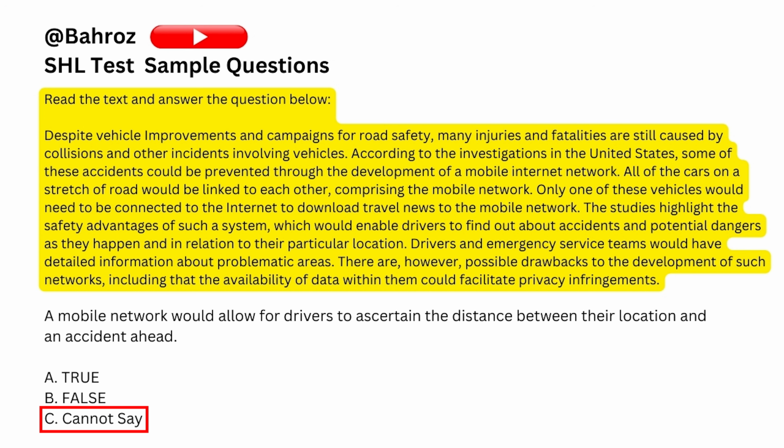The passage states that the mobile network would allow drivers to find out about accidents and potential dangers as they happen and in relation to their particular location, but it does not specifically mention that the system provides information about the distance between the driver and the accident. Since this detail is not explicitly stated, the correct answer is cannot say.